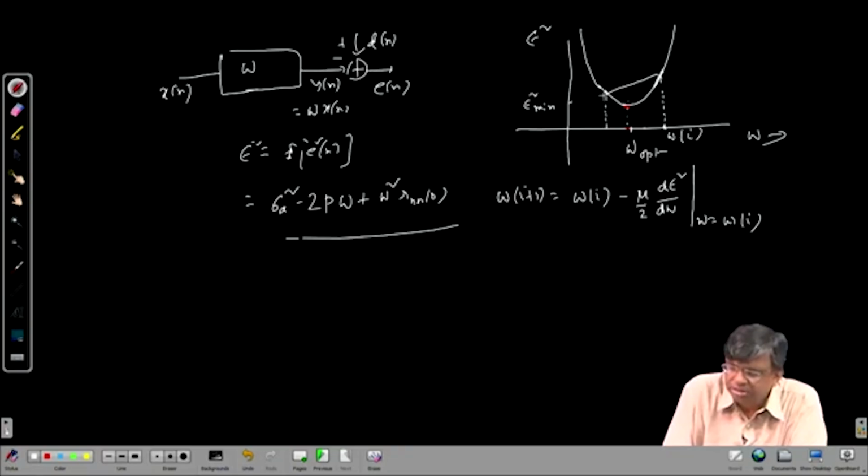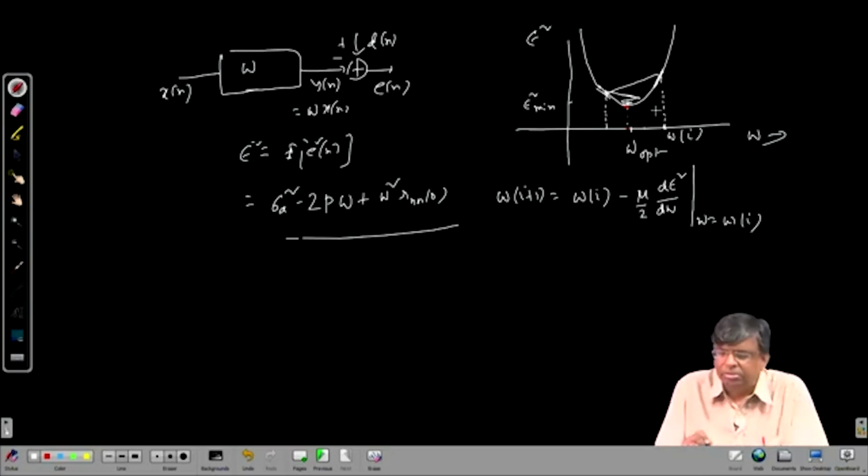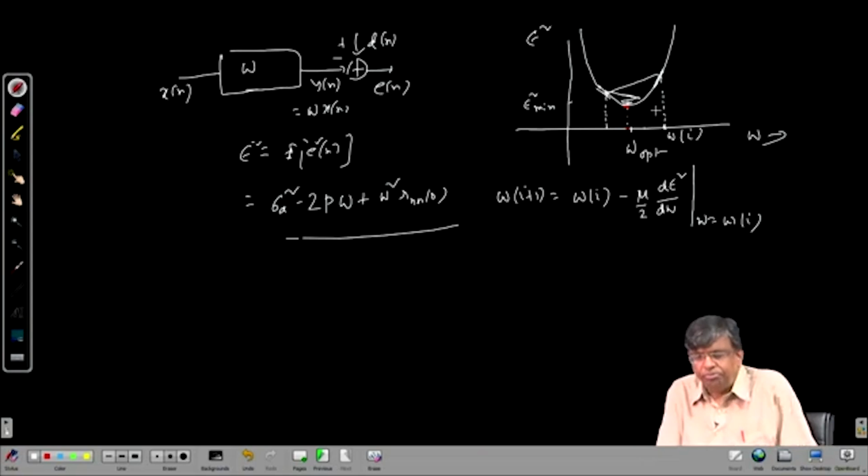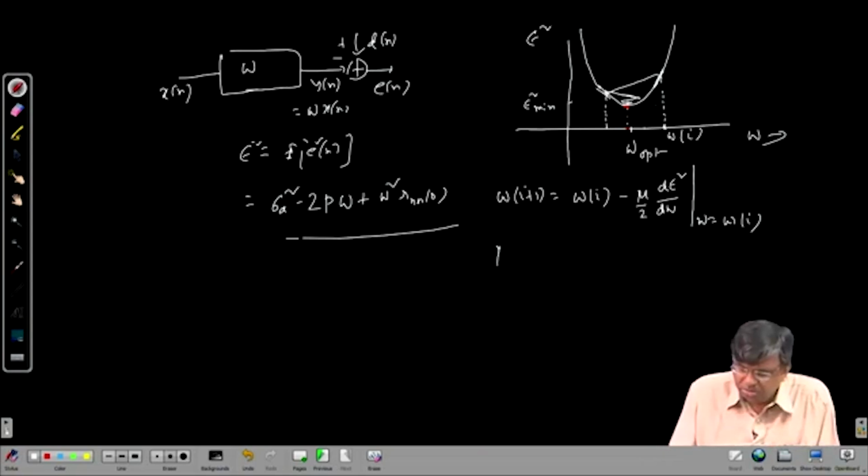Now, if I am here, gradient is negative. So, negative, negative, positive. So, I add something to this iterate. So, maybe it takes me there, and like this, like this, like this, finally it will converge here. Okay. This is the method. This mu is very important, mu is called step size.